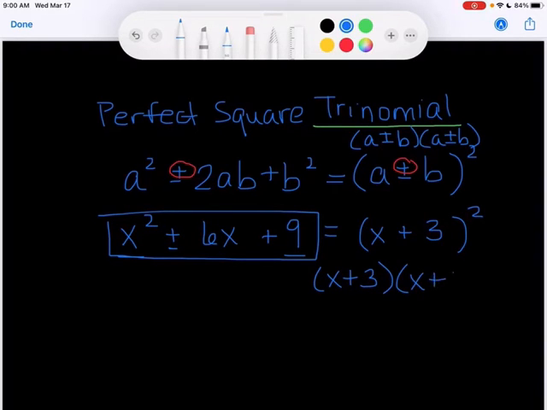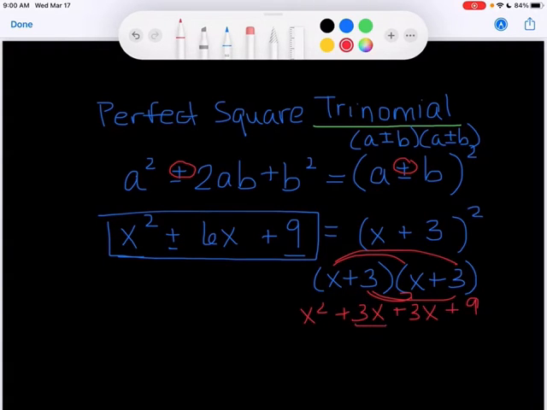And so let's make sure that it does give us back that x squared plus 6x plus 9. So x times x is x squared. X times 3 is 3x. 3 times x is 3x. And 3 times 3 is 9. Combine the like terms, we end up with x squared plus 6x plus 9, which is exactly what we started with. So we know this is correct.